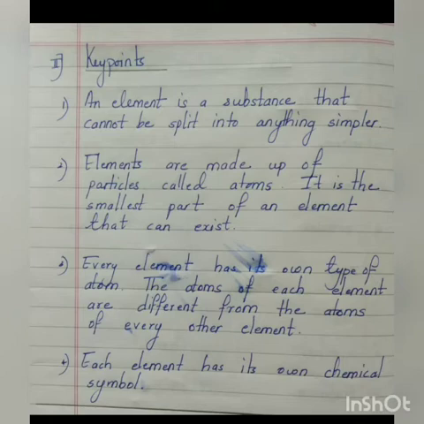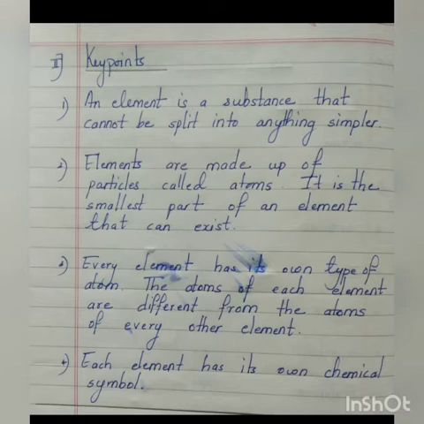Then third key point, each element has its own type of atom. The atoms of each element are different from the atoms of every other element. For example, atoms of zinc will be different from atoms of gold, and atoms of gold will be different from atoms of copper. Atoms of copper will be different from atoms of aluminium. So each element has its own type of atom.